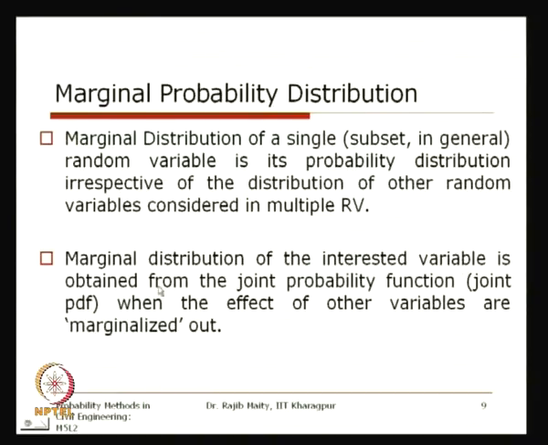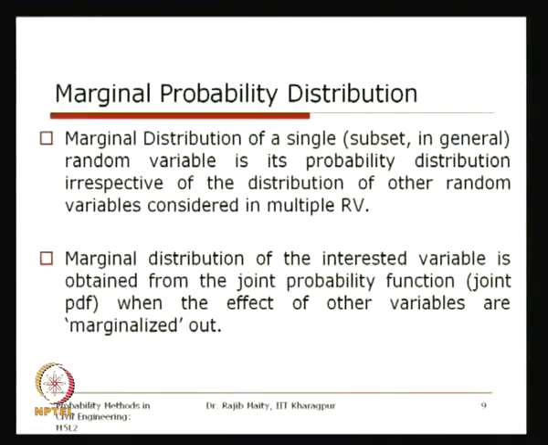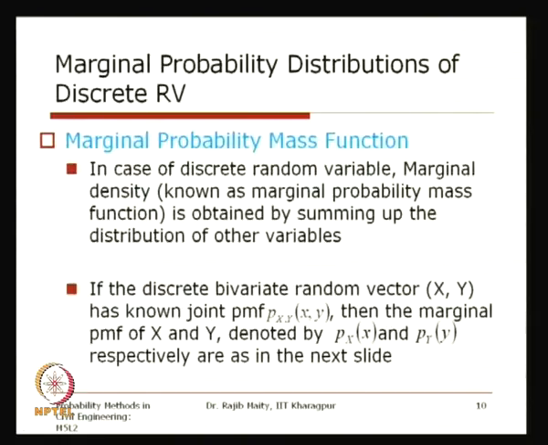Now the marginal distribution of the variable of interest, the variable for which we are looking for its marginal distribution, is obtained from the joint probability function or the joint PDF when the effect of the other variables is marginalized out. Here the word marginalized out means irrespective of the distribution of that other random variable in concern. Now the marginal probability mass function is for the discrete random variable.